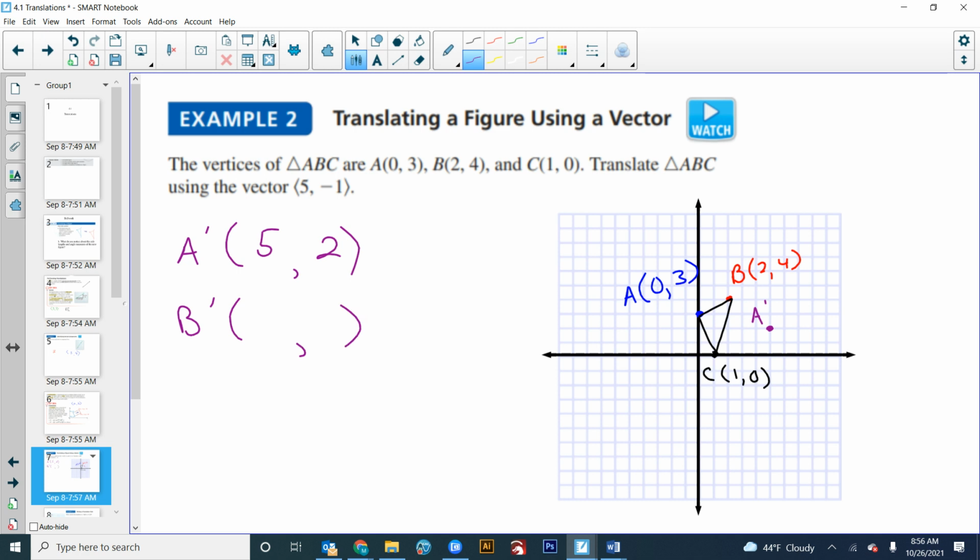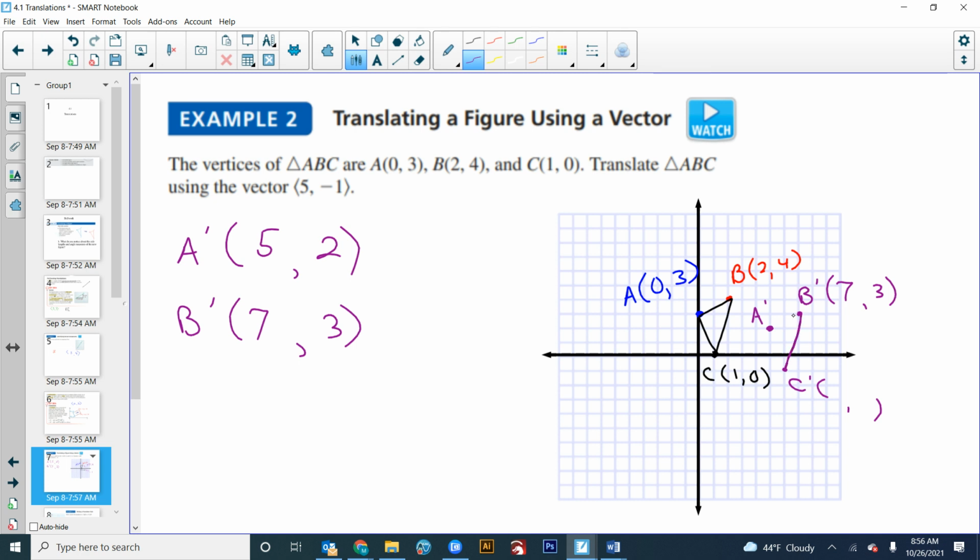B prime. Well, B was at 2, 4. I move right 1, 2, 3, 4, 5. Down 1. That's B prime. B prime was at 2, now it's at 7. It was at 4, now it's at 3. C moves right 1, 2, 3, 4, 5, down 1. C prime.